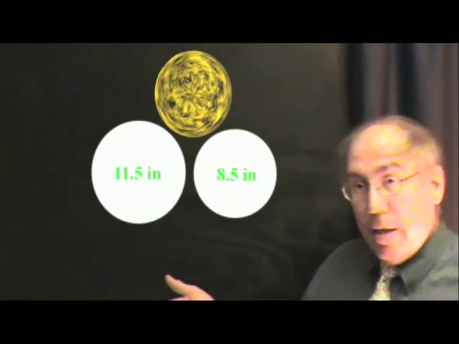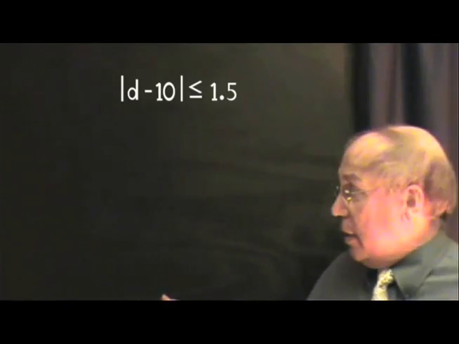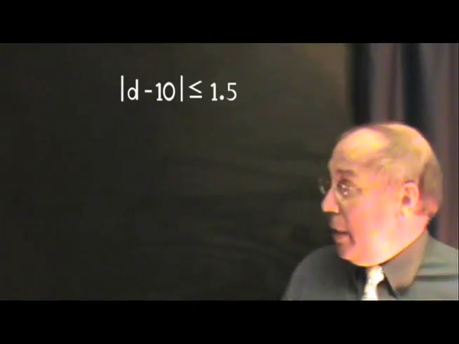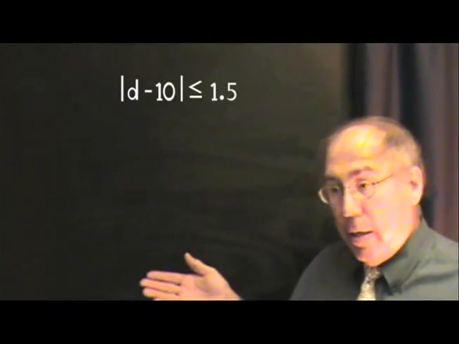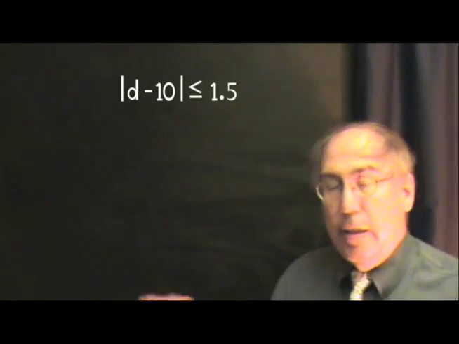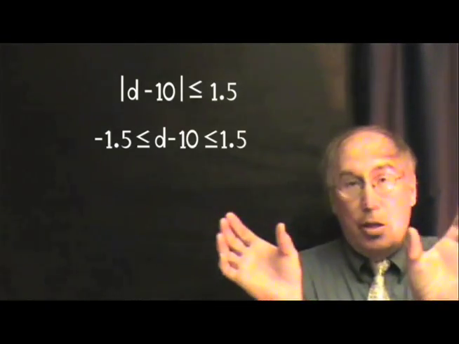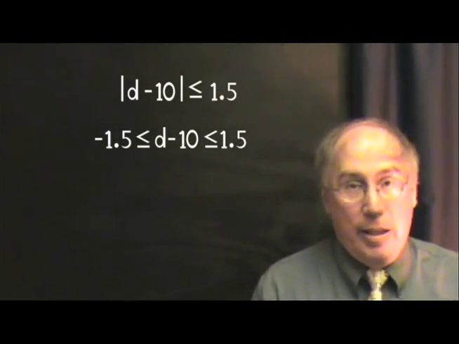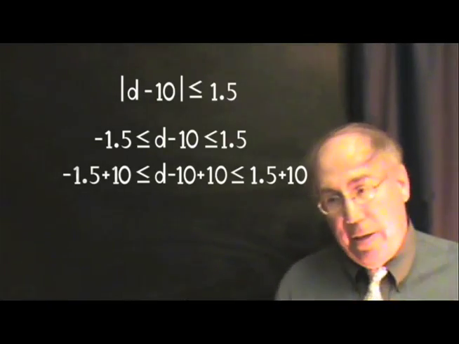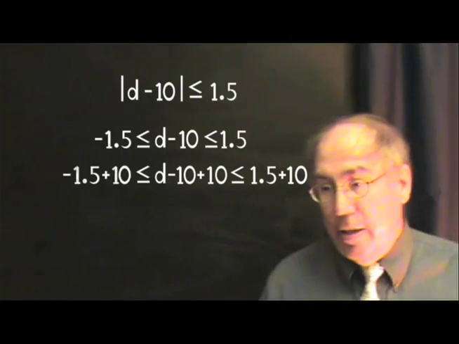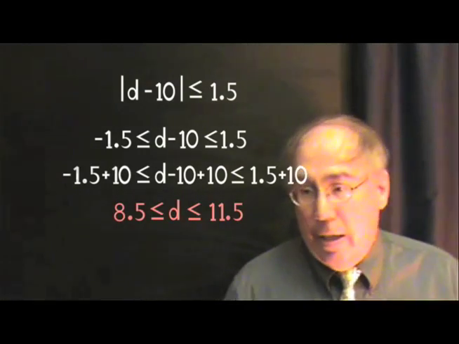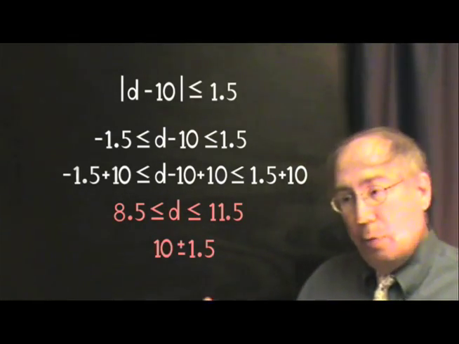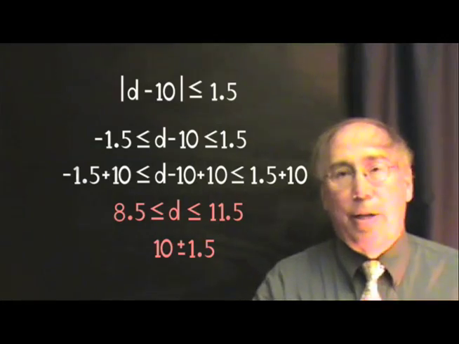So let's see what an absolute value inequality would be that would show this situation. So here's what it looks like. The absolute value of d minus 10 is less than or equal to 1.5. So this is a situation where we have the boundary values between 1.5 and negative 1.5. And so we'll work that down. We'll add 10 to each section here, and we should come out with the diameter being between 8.5 and 11.5, but including 8.5 and 11.5. Or you could say 10 plus or minus 1.5.